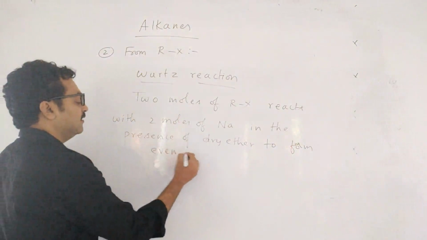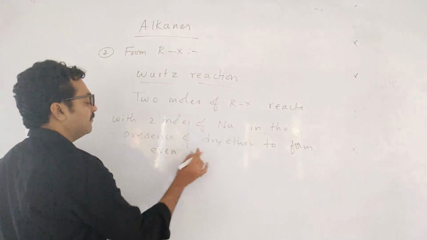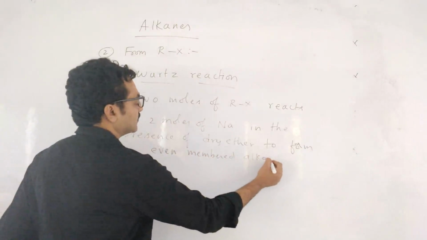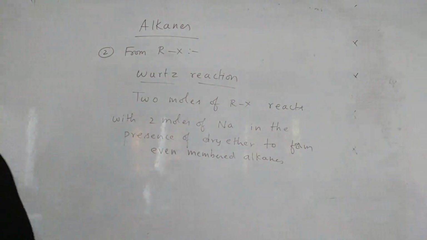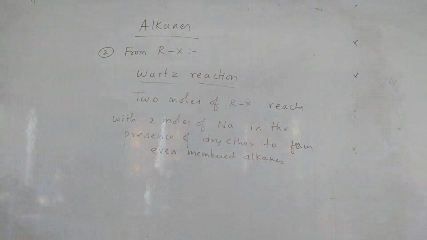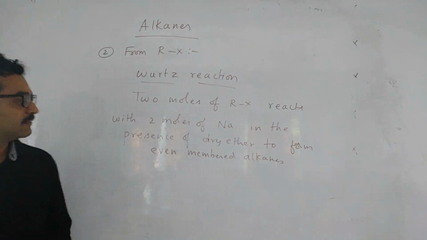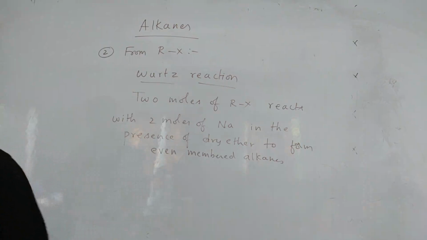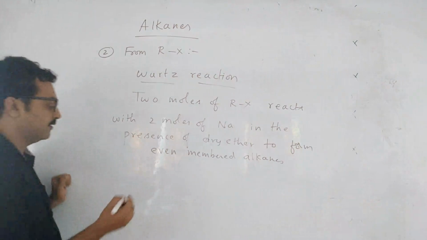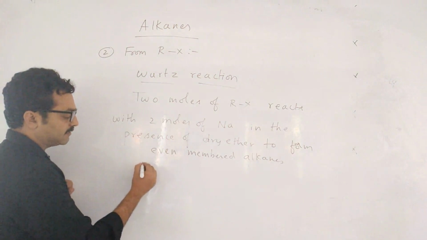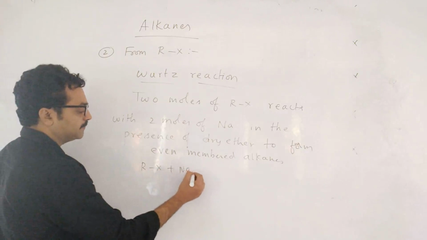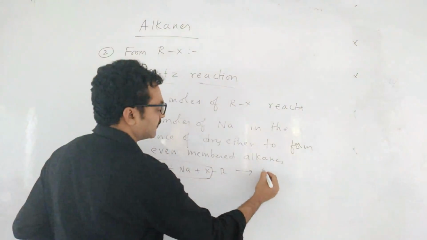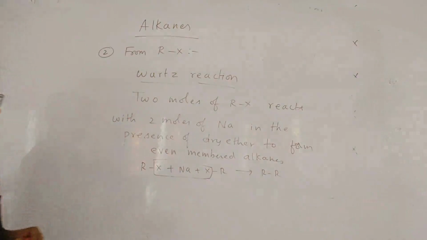What will you get, children, here? Even membered alkanes you will get. So only three things you have to remember: 2 moles of alkyl halide, 2 moles of sodium, dry ether. These three things. So you will get an even number of alkanes. This is the general reaction: 2NaX will go and you will get an alkane in the presence of dry ether.